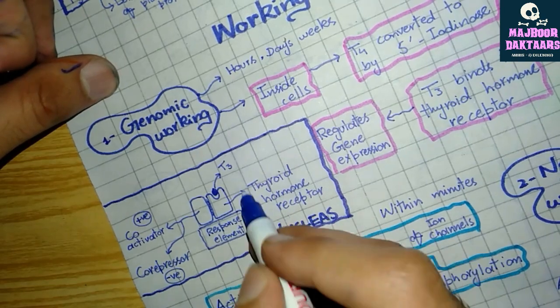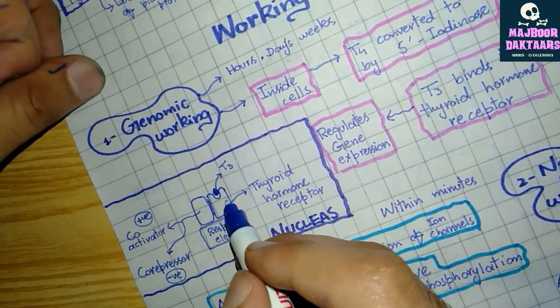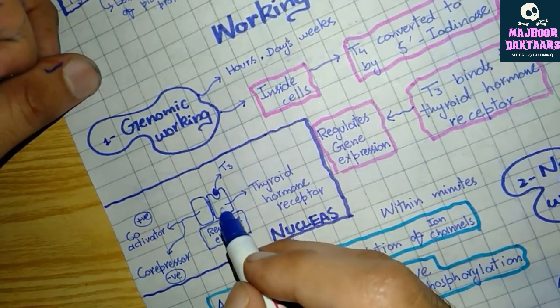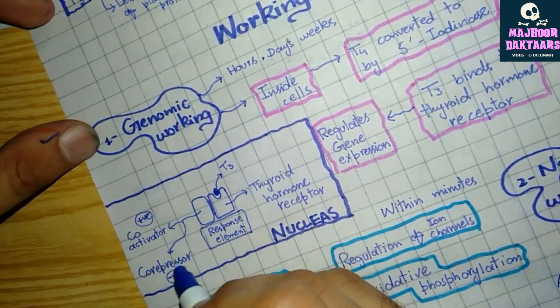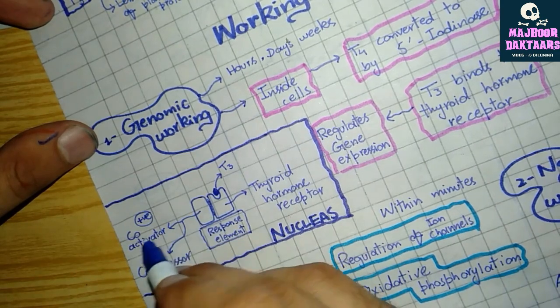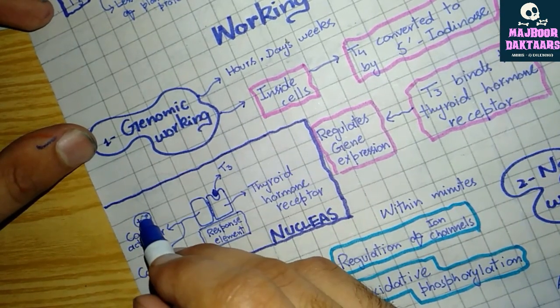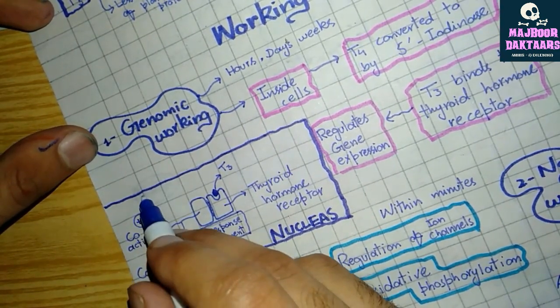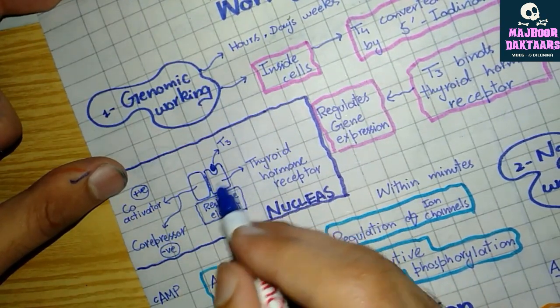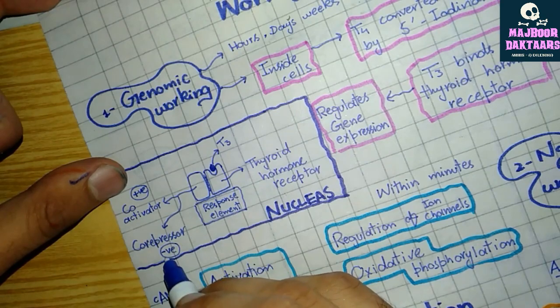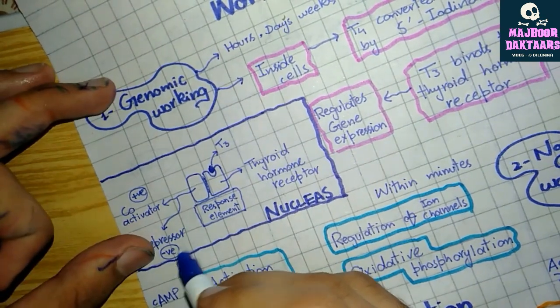The thyroid hormone receptor inside the nucleus is a heterodimer. It contains a receptor portion and an activator or repressor portion. If an activator is attached to the thyroid hormone receptor, it upregulates the gene expression. If a co-repressor is attached to the thyroid hormone receptor, it downregulates the gene expression.